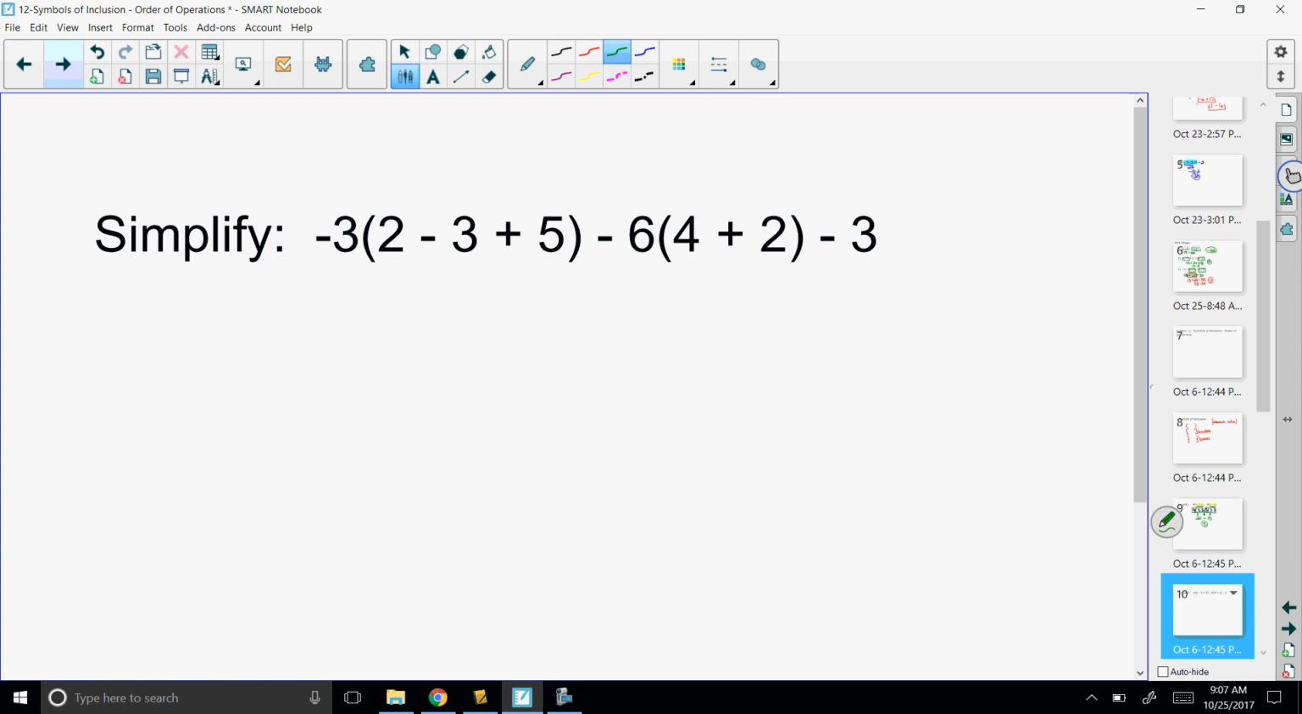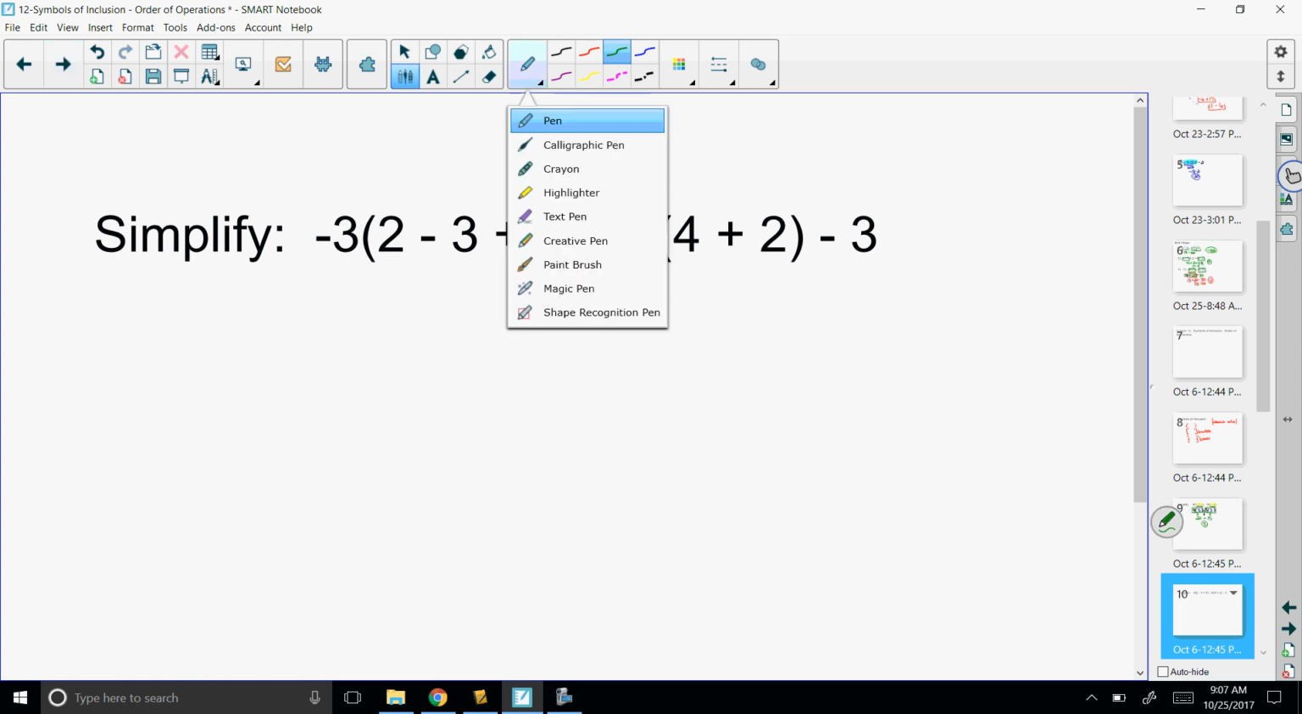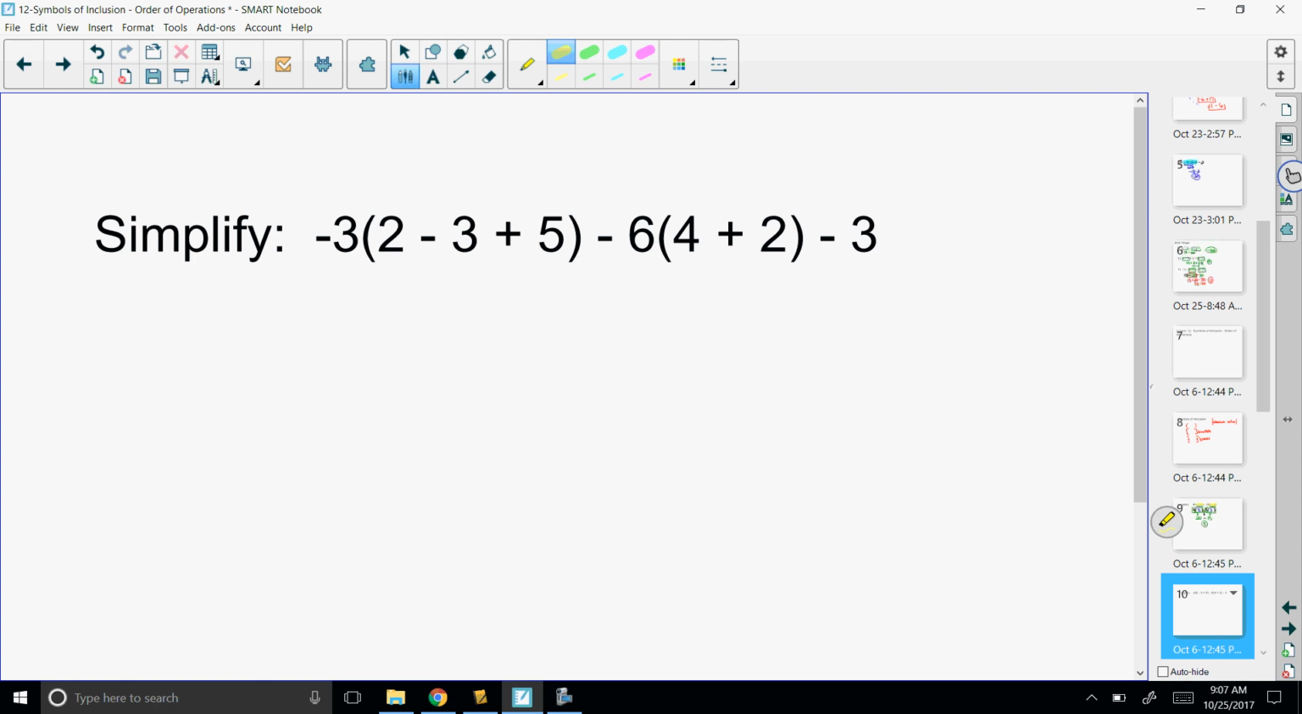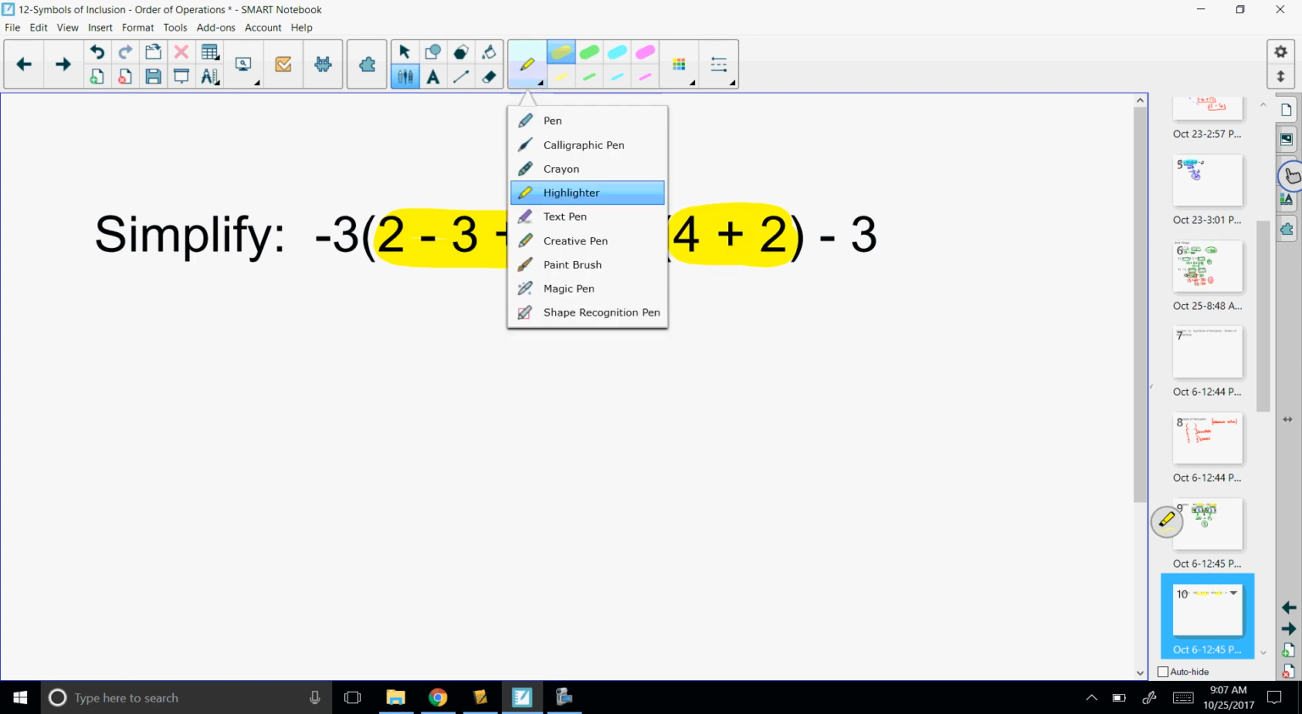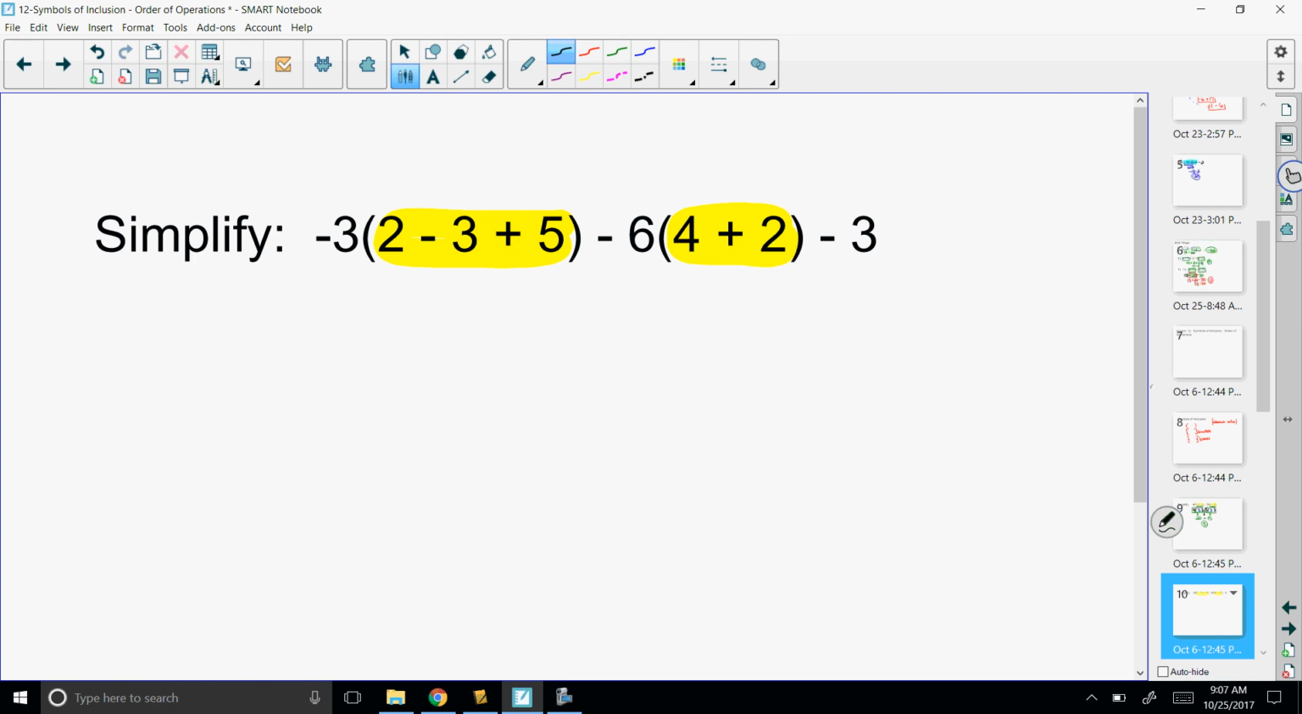If we look at another example, we start with what part? Parentheses. So I'm going to look inside the parentheses and I want to simplify those values. We want to bring everything else down. So I have negative 3, and then I have a value in parentheses, minus 6 times a value in parentheses, minus 3.